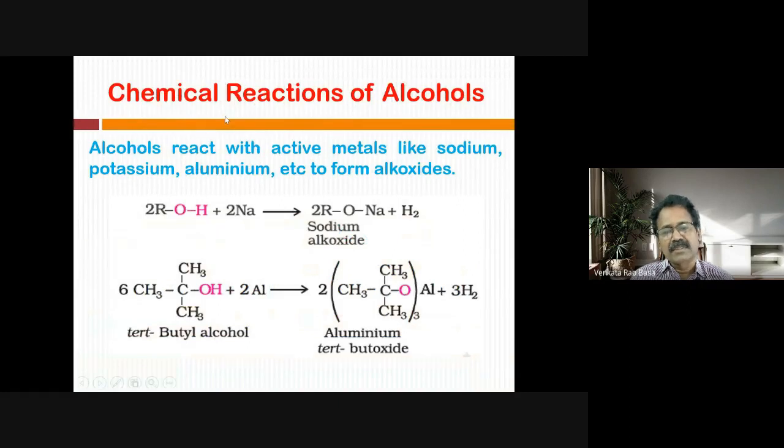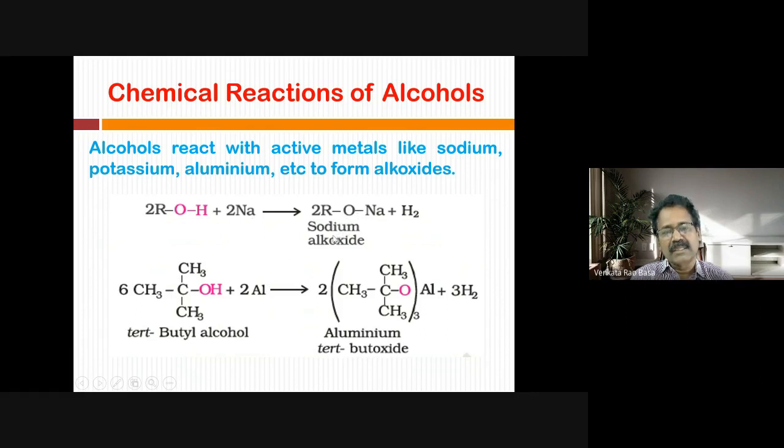Similarly, we can take up some chemical reactions of alcohols. Alcohols react with active metals like sodium, potassium, aluminum, etc., and result in the formation of compounds called alkoxides. For example, ROH, alcohol, reacting with sodium metal gives rise to RONa, sodium alkoxide.